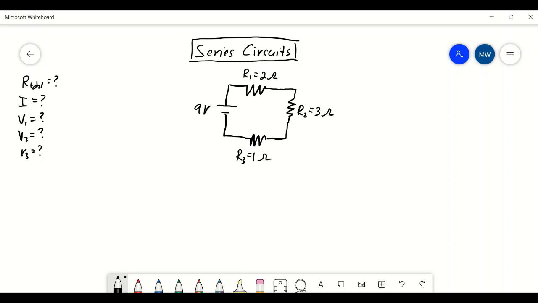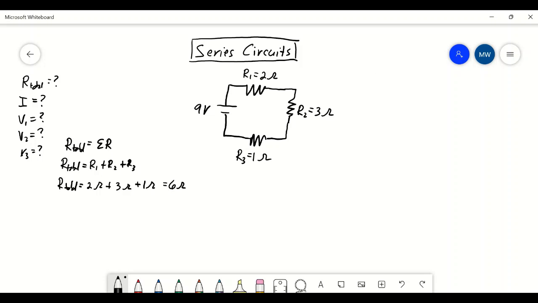So let's start with the total resistance. Our total, also called equivalent resistance, is the sum of all the resistors, right? So that sigma is to sum up. So for this problem, we have to add up R1 plus R2 plus R3. And so we'll just write out our total is 2 ohms plus 3 ohms plus 1 ohm. So the total resistance in this circuit we can see is 6 ohms.